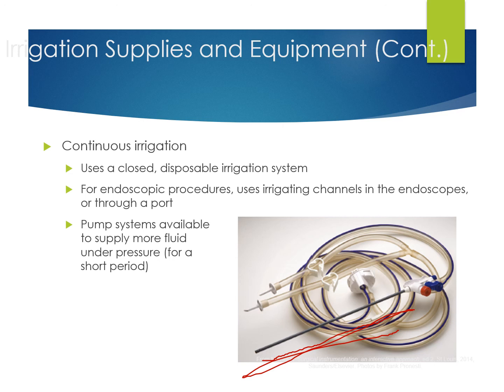This is what we can use in endoscopic procedures through a port. So if we're doing a laparoscopic procedure with little tiny ports, this can go in and irrigate, and then you can also suction it out too. It's called a suction irrigator. There also are some pump systems available to supply more fluid under pressure, especially for arthroscopies, when you're doing a surgery scope on a joint.